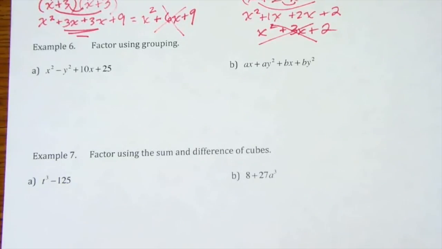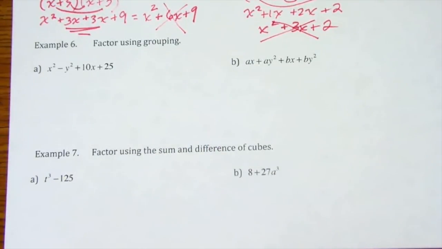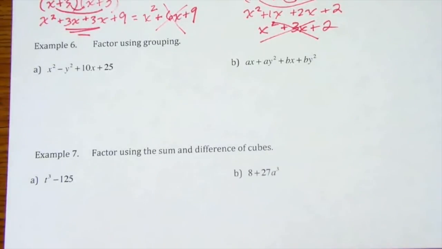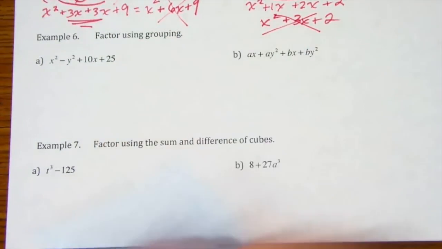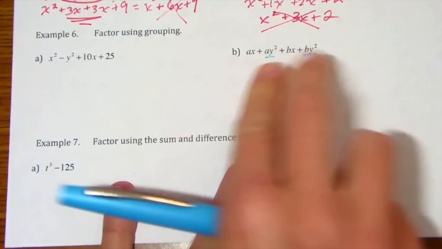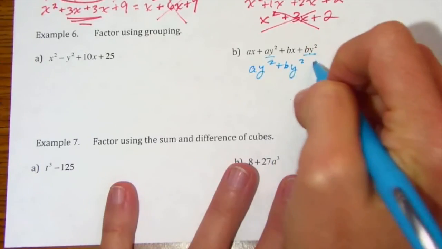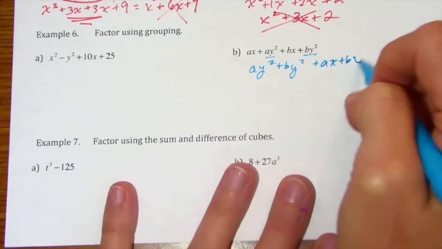For example 6, I kind of feel like B is a lot simpler, so let's go ahead and just start with that one. For part B, if we were to group these, what would be one possibility of grouping them together so we can factor out GCFs? Yeah, so if you're going to group the AY squared, the BY squared, so that would be 1, and then what would be our leftover grouping? AX plus BX. All right, so this is definitely one way you can do it.